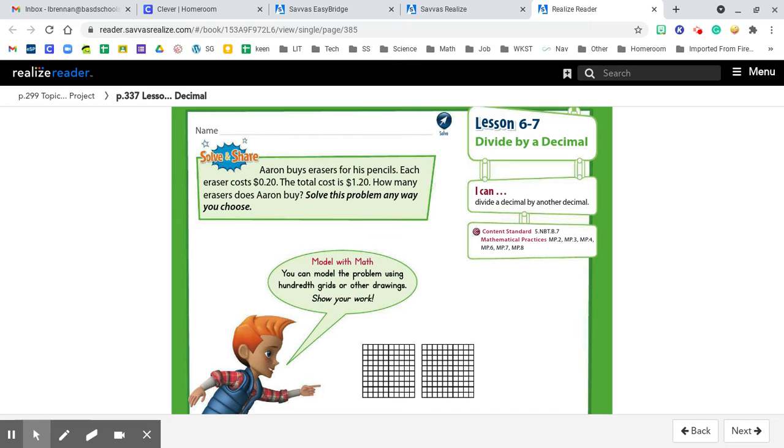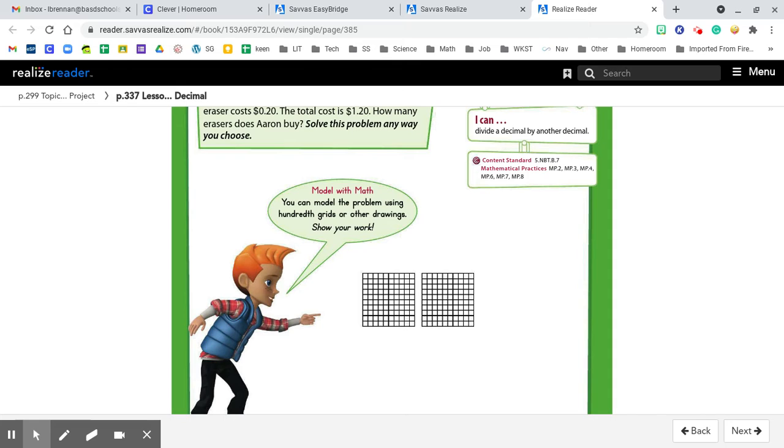So we're dividing a decimal by a decimal. You can use the model to help you figure that out, and you can shade in. If we have 20 cents, 10, 20, that would be 1. Then we have another 20 cents, and that would be 2, another 20 cents, 3, another 20 cents, 4, another 20 cents, 5, and another 20 cents, 6. So that would be $1.20. You can do it that way.